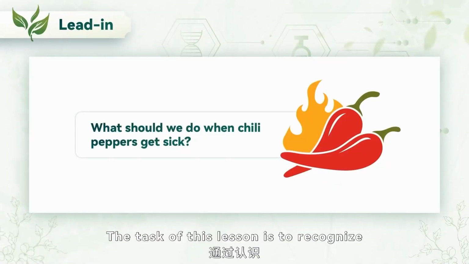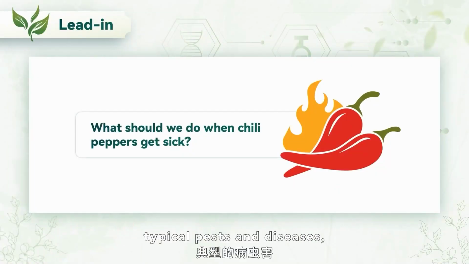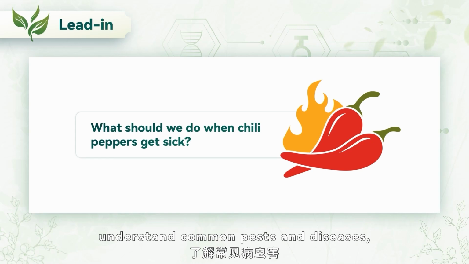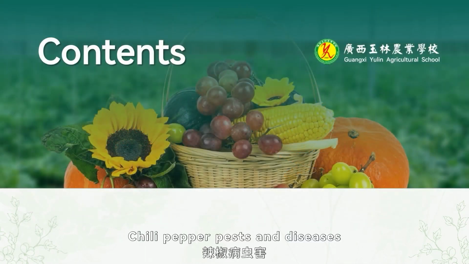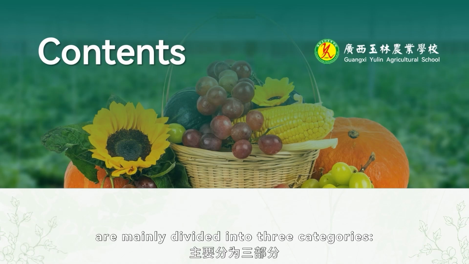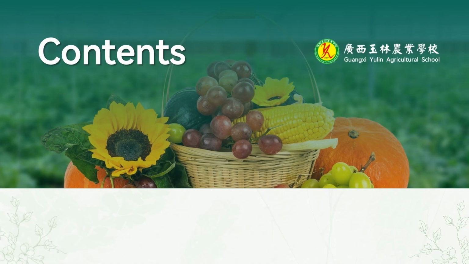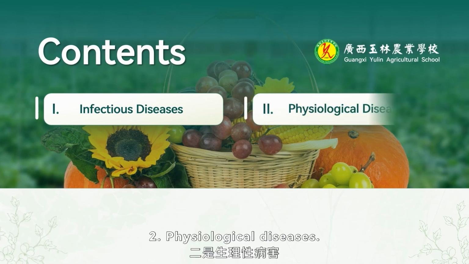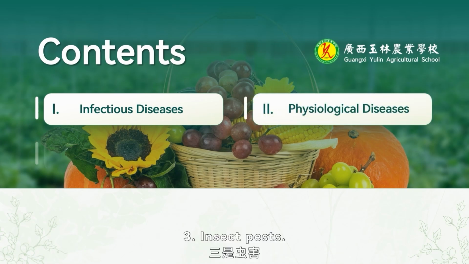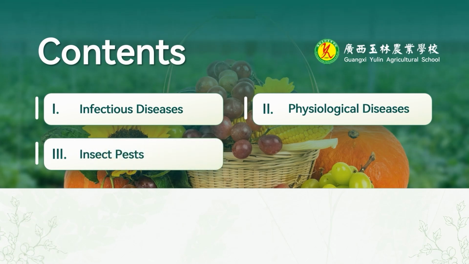The task of this lesson is to recognize typical pests and diseases, understand common pests and diseases, and develop certain abilities for their control. Chili pepper pests and diseases are mainly divided into three categories. 1. Infectious diseases, including fungal and bacterial diseases. 2. Physiological diseases. 3. Insect pests.